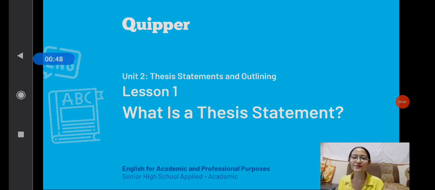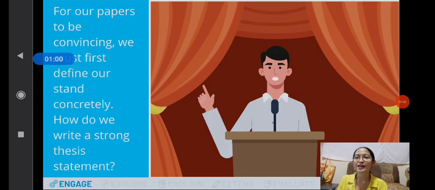Okay? So now, let's move on to our Unit 2. We are going to talk about thesis statements and outlining. For our lesson 1, we are going to talk about what is a thesis statement. Okay, for our papers to be convincing, we must first define our stand concretely. How do we write a strong thesis statement?